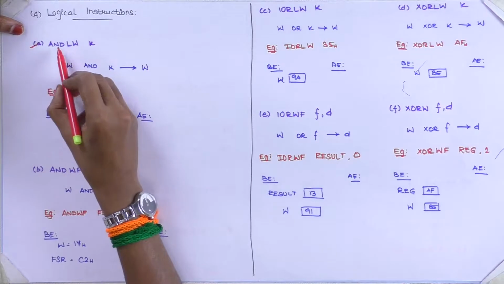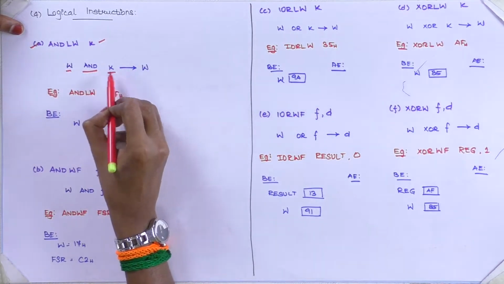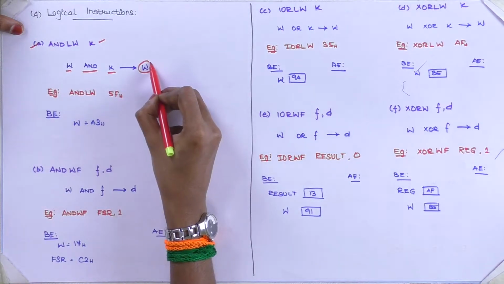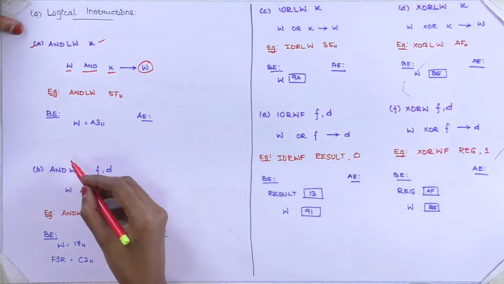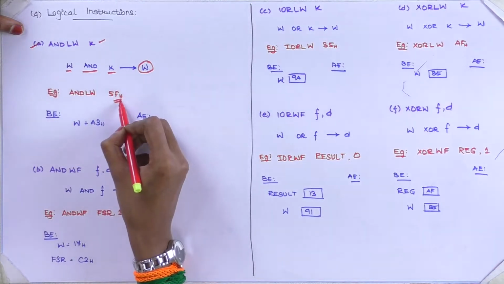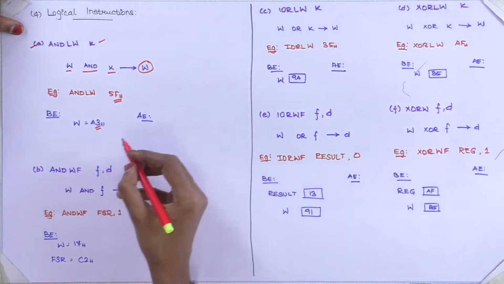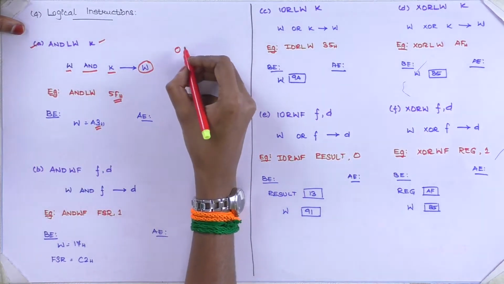The first instruction is AND LW K, which means the working register is ANDed with the literal value and the result will be stored in the working register. I have taken an example, AND LW 5F. This 5F is ANDed with the working register. Now the working register value is A3.